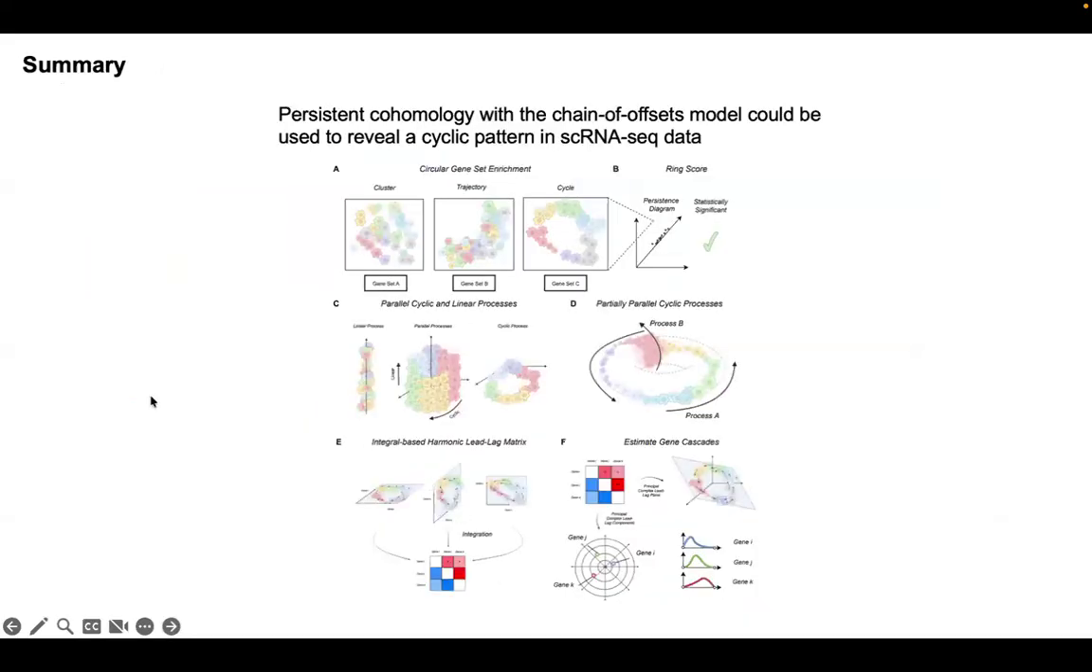Here's the summary. When we have single cell RNA sequence data with a suspected set of genes that would contain some circular phenomena, computing persistent cohomology gives a circular coordinate on that point cloud. And with the additional assumption of the chain of offset model, this can be used to reveal a cyclic pattern in single cell RNA sequence data. Yeah, thank you.